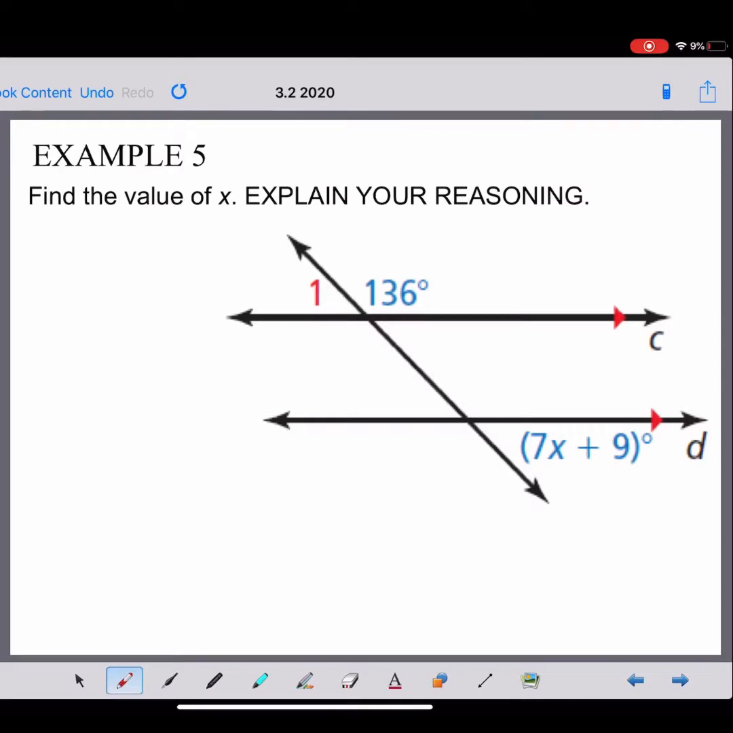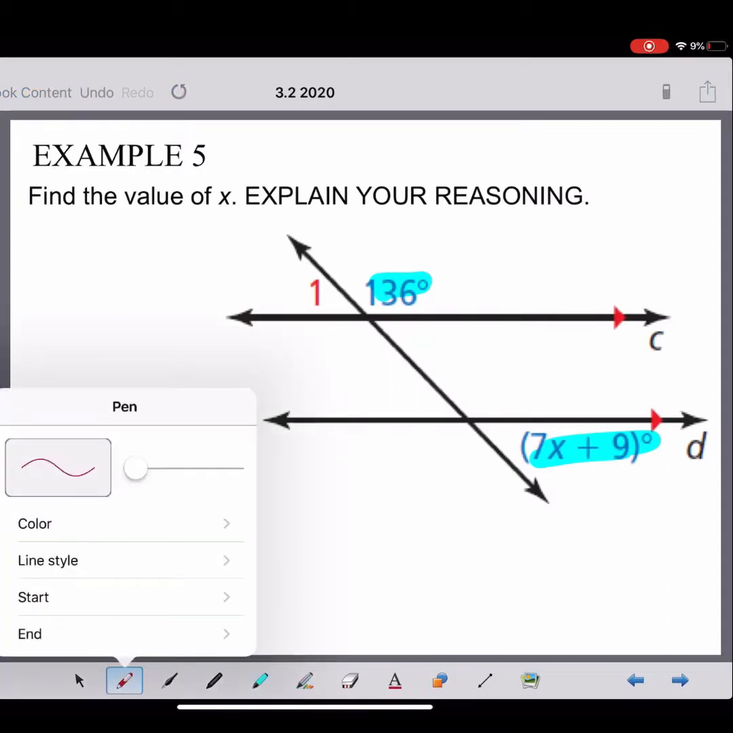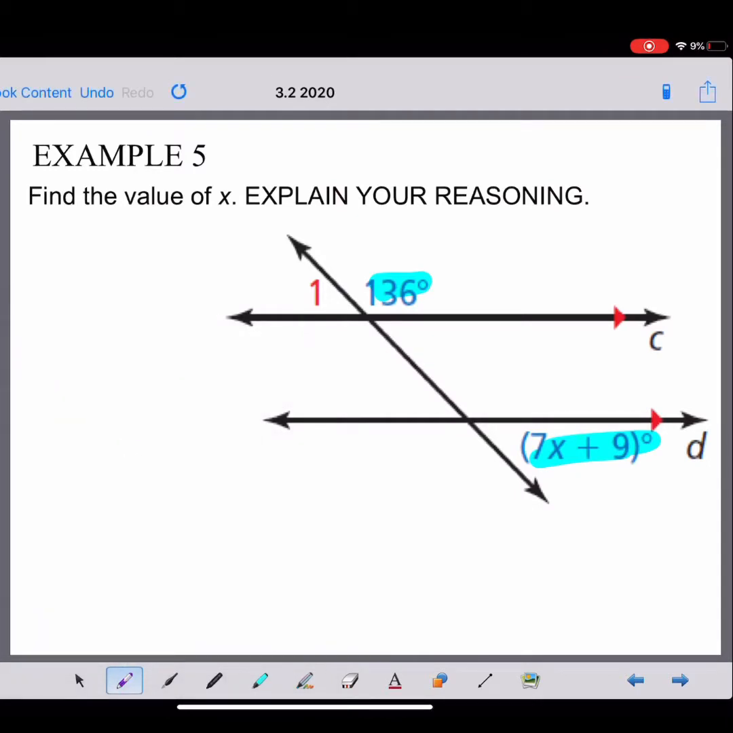My last set of angles, they have no relationship. They're not corresponding, they're not consecutive interior, they're not alternate exterior. So therefore I need to do a little bit of work. I have a linear pair, or I can think of angle 1, since they suggested it, as a linear pair. So that means together, the measure of angle 1 plus 136 is 180. If I subtract 136 from 180, I find that the measure of angle 1 is 44.